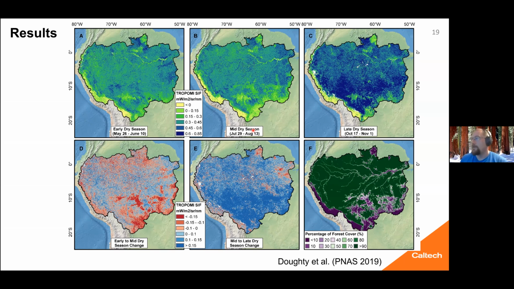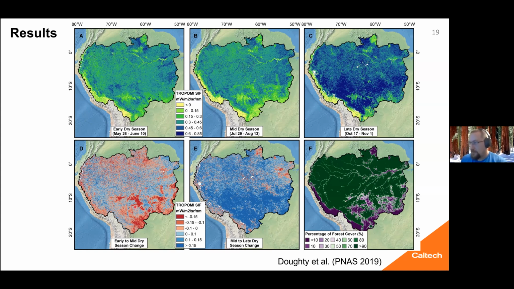And so if you look at the early dry season and mid dry season, there may not be a noticeable difference here to you immediately. But if you look at the late dry season here at the top right, you see a lot of dark blue color. That means higher SIF. So SIF greatly increases. You can just tell by looking at this figure. And then D and E, we actually took the differences between these figures A, B, and C. So this is the change in SIF between the early to mid dry season, and then the change in SIF from the middle to late dry season.